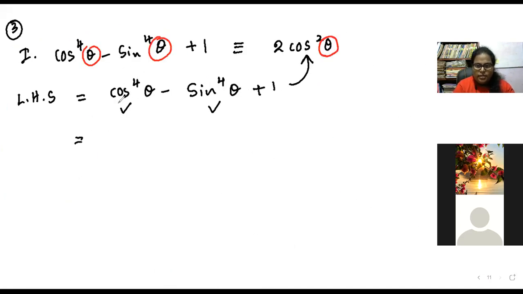Here cos 4 theta, but we have to convert this one as a second power. Right, so the thing I have done here, I can write this one as cos square theta, squared.